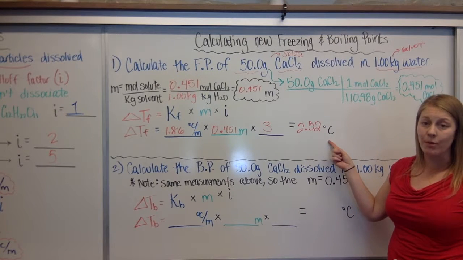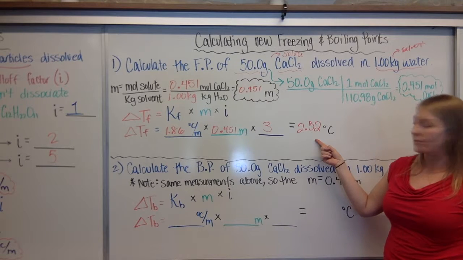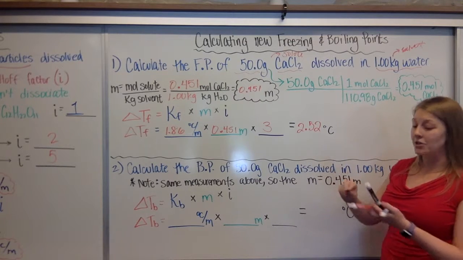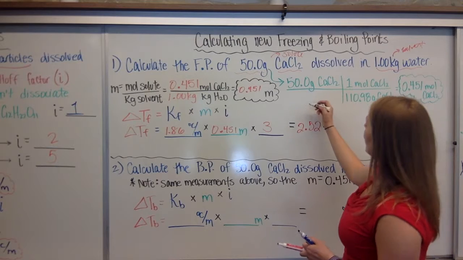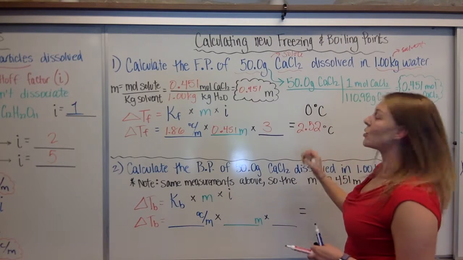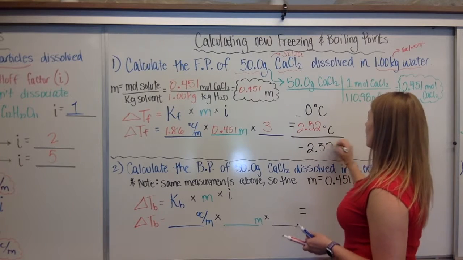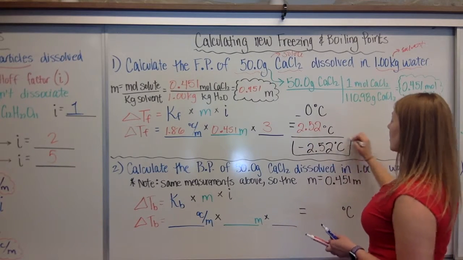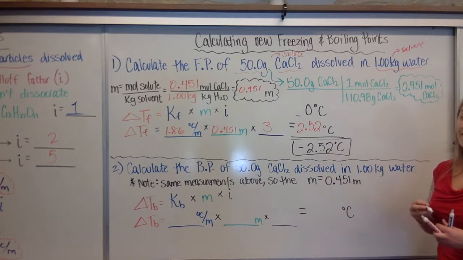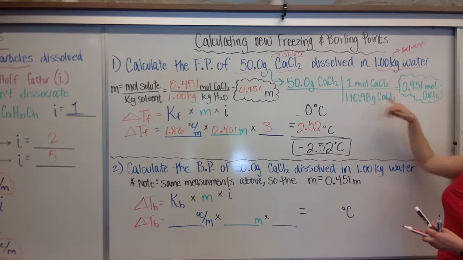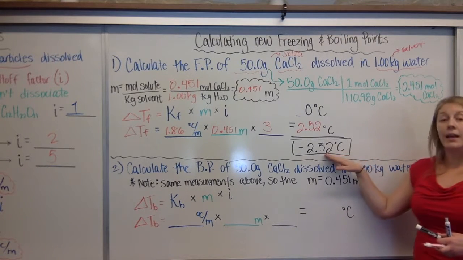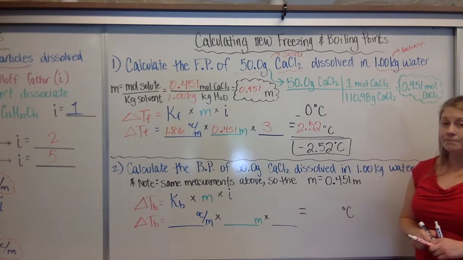This is not the new freezing point. You're not going to freeze at 2.52. It's a freezing point depression. So we actually have to do one more step where we subtract that from the freezing point of water. So our new freezing point of the solution here, the CaCl2 and the water, would be negative 2.52 degrees Celsius.